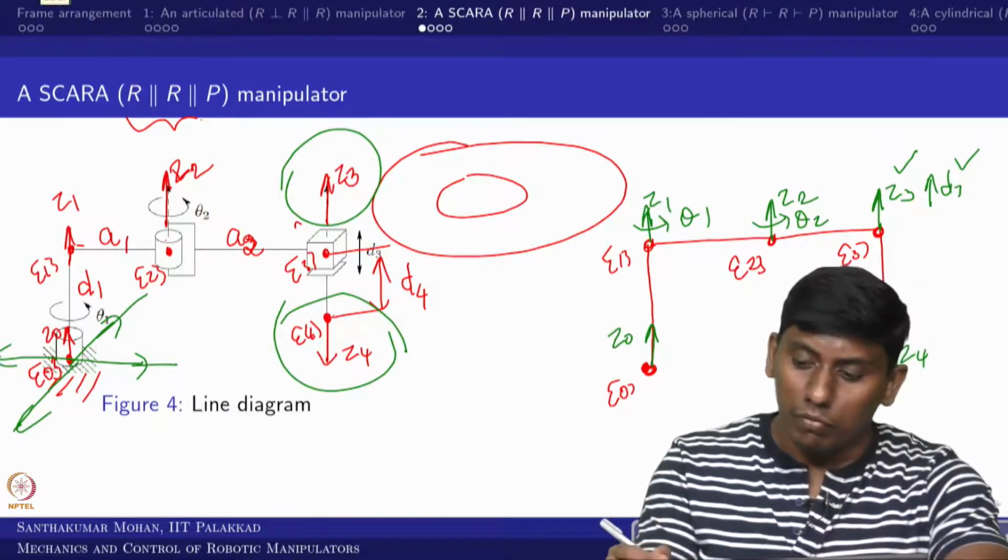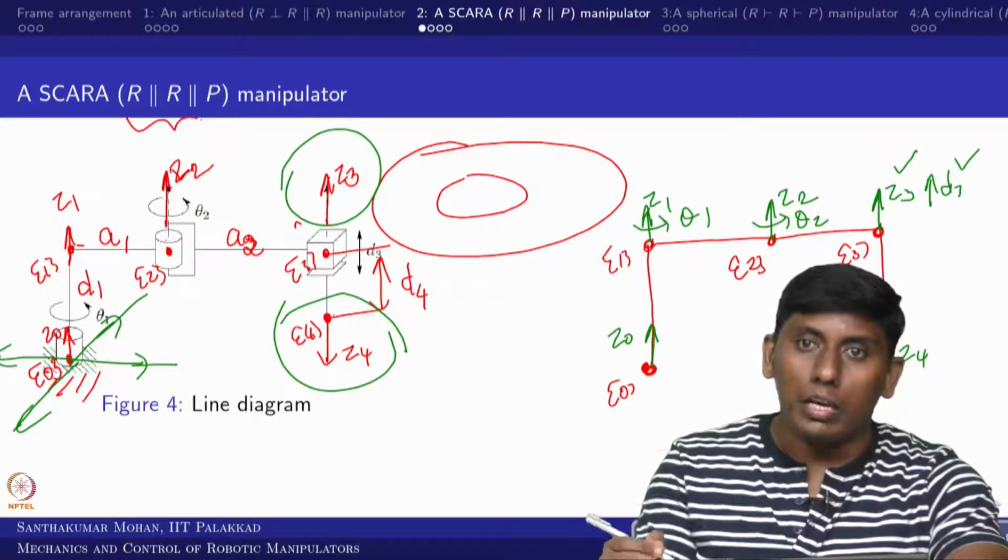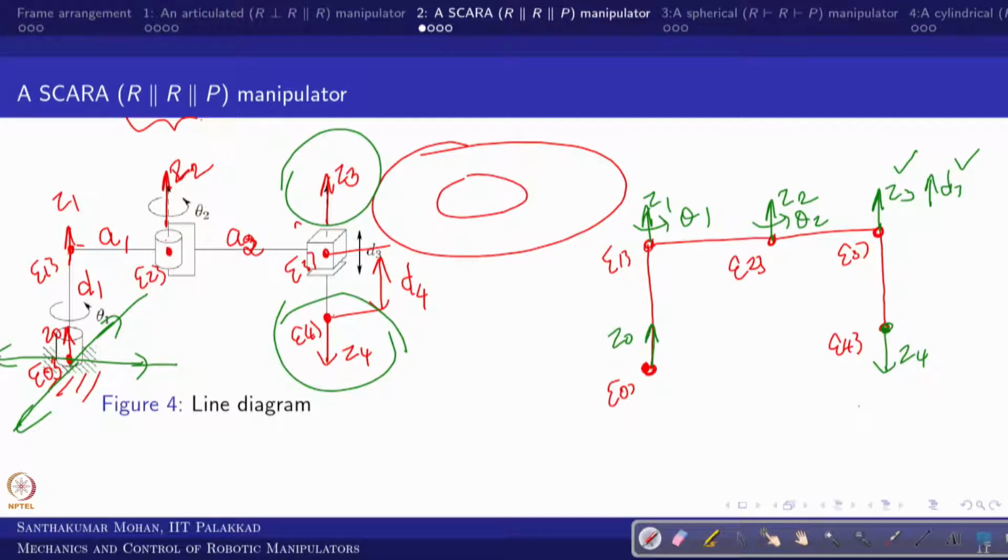So I am taking it in this way. So this is x0, this is x1, this is x2, this is x3 and this is x4. Okay. So in that case, what would be the DH parameters?